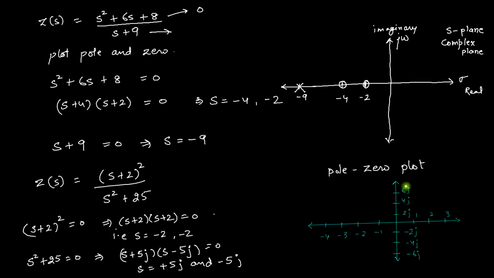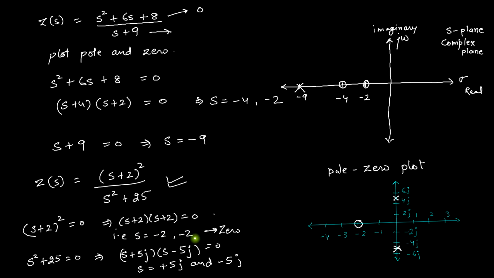Consider this as the S plane, where on the y-axis we have the imaginary part and on the x-axis we have the real part. Let us plot the zeros. At s equal to minus 2, we have two zeros, so we will mark a circle at s equal to minus 2. And at s equal to plus 5j and minus 5j, we have poles. So at s equal to minus 5j we have a pole, as well as at s equal to plus 5j, we have another pole. So this is the pole zero diagram or pole zero plot for this network function.